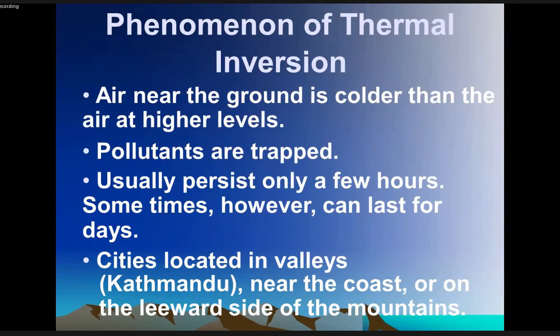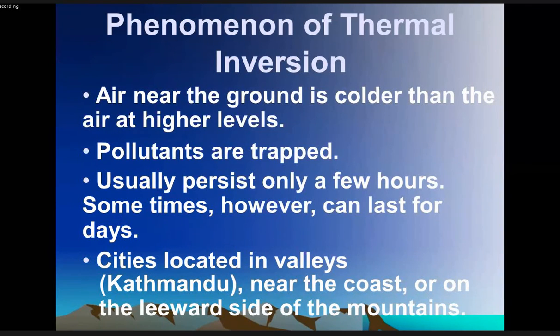Then there is a phenomenon which is called thermal inversion, where the air near the ground is colder than the air at the higher levels. What happens then? Due to the coldness of the air, pollutants are trapped near the ground, and when they are near the ground, it is called thermal inversion. Then if they are exposed for too many hours, or some of them remain there for many days until they settle down on the ground, during these times they cause hazardous effects to our health.